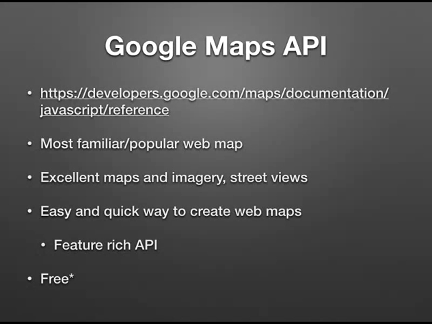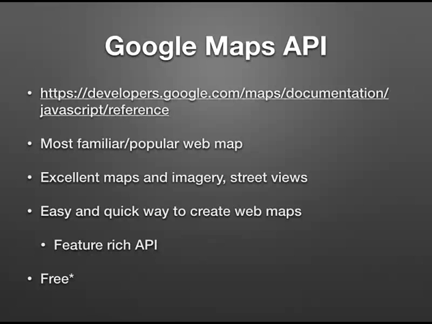So first, we're going to go over the Google Maps API. By no means is this the only mapping API out there, but this is probably the most familiar, most popular, the one that you're going to run into the most. The link there is to the JavaScript documentation. It is a JavaScript library, of course. It's got an excellent set of maps and imagery. Everybody's familiar with that map set. They're pretty accurate maps as far as directions and so forth. The satellite imagery is really good. And another killer feature they have is Street View.